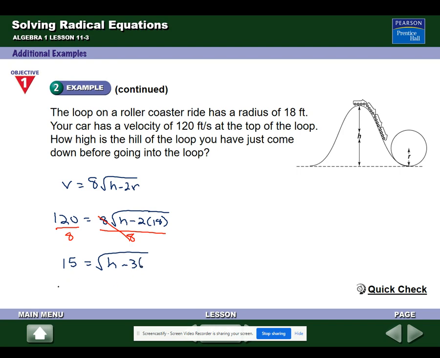When I square both sides, I'll get 225. And now the square root is gone. You've squared both sides, so these two undo each other. 15 squared is 225, and this is just h minus 36. And I'll bring my work up to here. You should add 36 to both sides. So h is going to be equal to 261. That's the height of the hill, 261 feet.